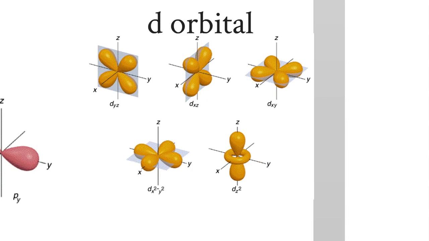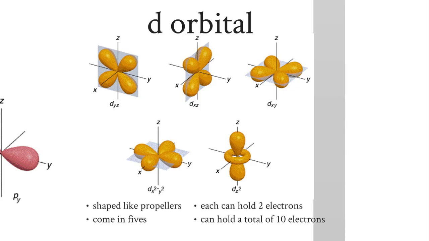And finally, the d orbital. The d orbital is even more complex. And as you can see, they're shaped like propellers. So these propellers demonstrate the area in space where you're likely to find an electron. They come in 5, so the d orbital always has 5 of them pointing in different directions, as you can see, and the 5th one is kind of a different shape altogether. Now each suborbital can hold 2 electrons. So if there are 5 suborbitals and each one can hold 2 electrons, then the d orbitals can hold a total of 10 electrons.